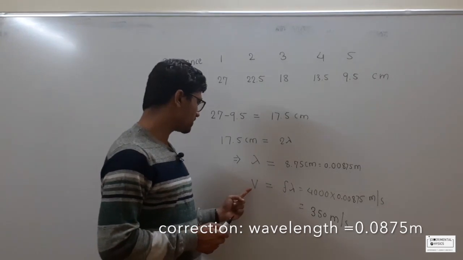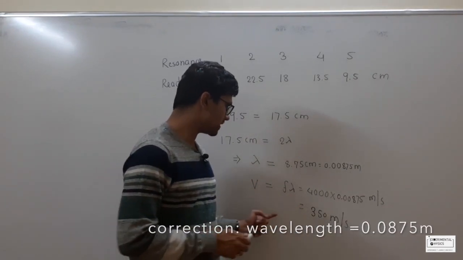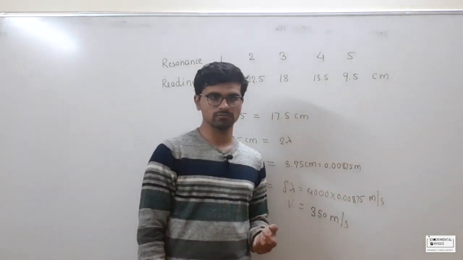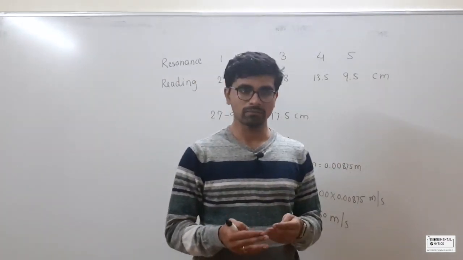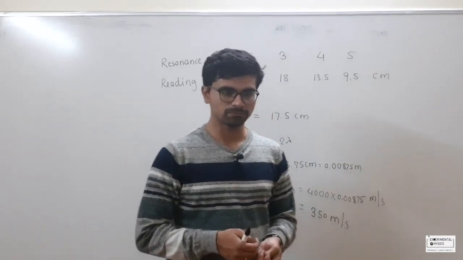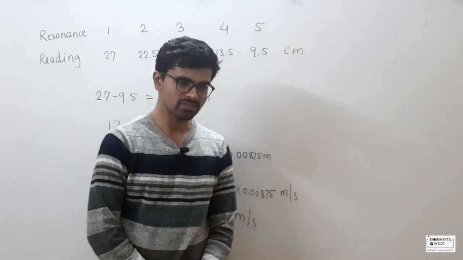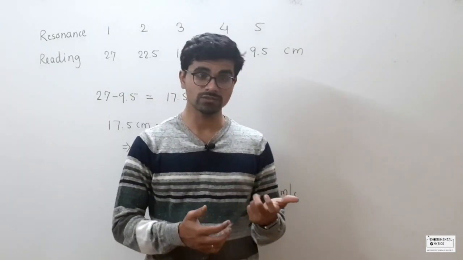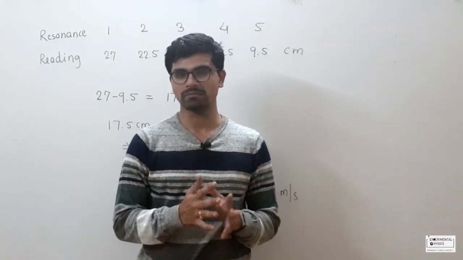If we put it in our speed equation, which is frequency times wavelength, we get the speed of sound to be 350 meter per second, which is actually a very good result, knowing that we might have made many errors in the experiment. The main purpose of this experiment was to make students physically understand the meaning of standing wave and resonance in the case of sound waves, and the whole organ pipe idea.